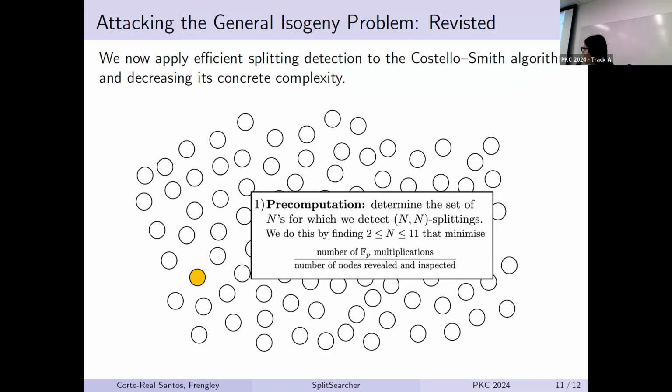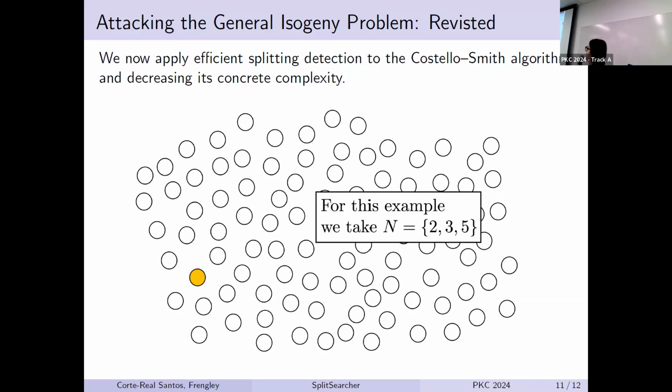The problem here is that if you detect NN splitting, you will reveal more nodes in the graph. You'll see whether more nodes in the graph are products of elliptic curves. But doing NN splitting detection costs more multiplications. So what we want to optimize is finding the N less than or equal to 11 that minimize this cost ratio: the number of FP multiplications that you have to do over the number of nodes that you reveal in the graph, doing this splitting detection and by walking in the 2-2 graph.